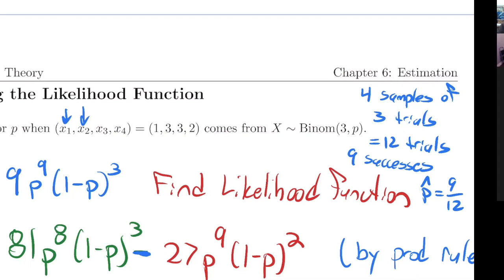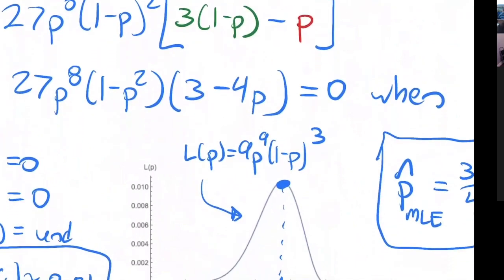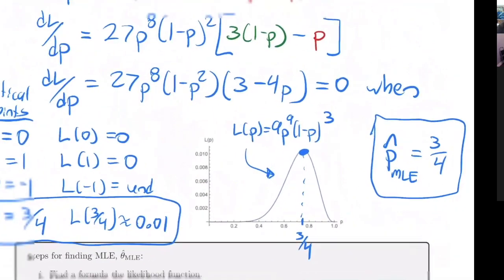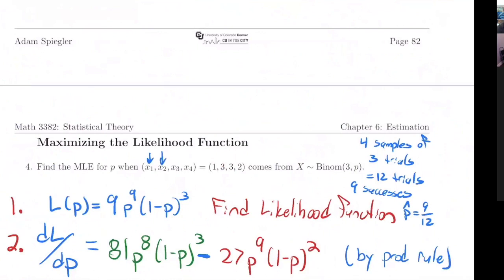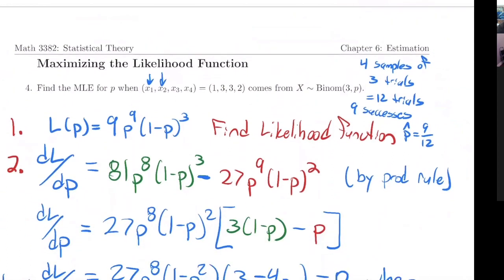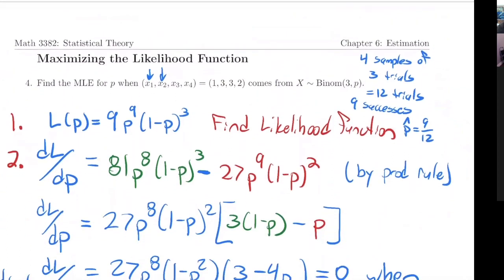It's nice when you come up with an estimate to ask yourself, does that estimate make sense? And here it does. It makes sense that most likely p is equal to 3/4 because we did 12 trials and 3/4 of them were successes. So let's just guess p is 3/4. Any questions?